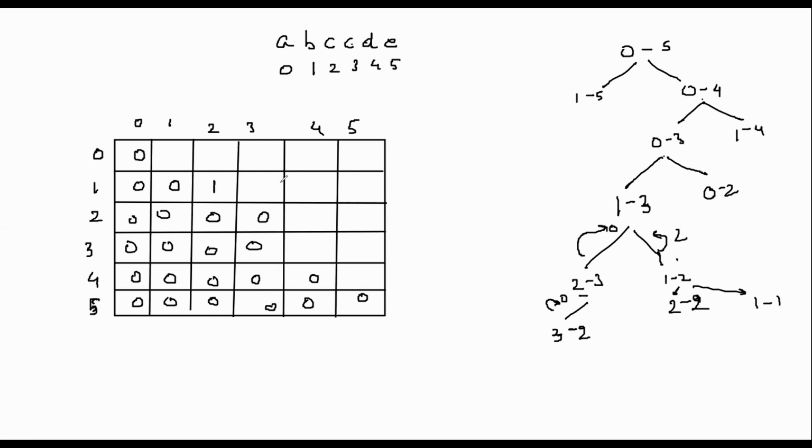So the answer for 1 comma 3 is 1. So this branch now would return 1, and we need to calculate this other branch. So 0 to 2: since A and C are not matching, we will make one insertion and move ahead.